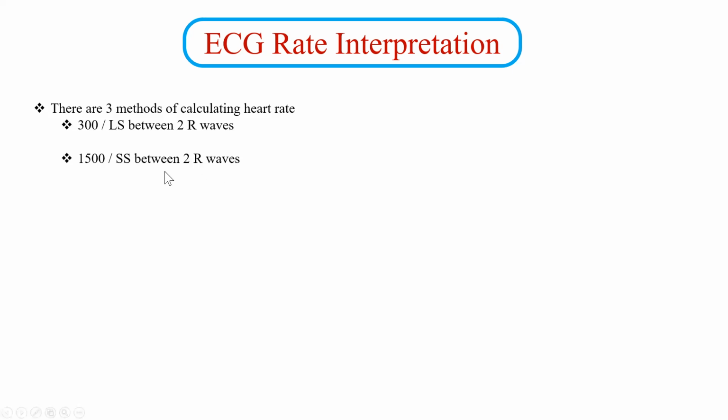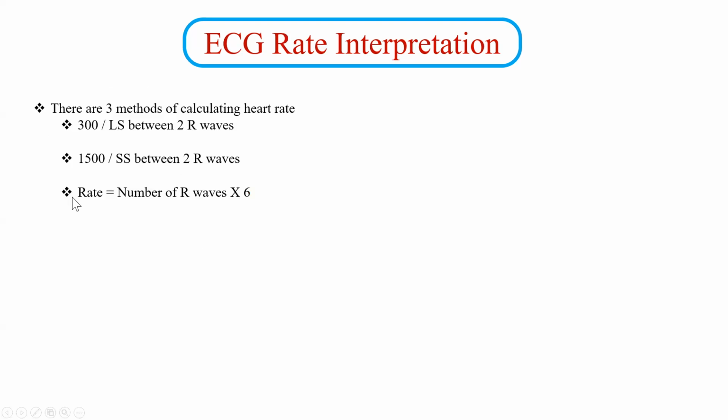Now, the other method is more accurate. It's called the small square method. It's the same, actually. You remember that during one minute, you have 1,500 small squares, right? So how can we calculate the heart rate? It's easy. You measure how many small squares are between two R waves, and you divide 1,500 by how many small squares you have, and you will have the number.